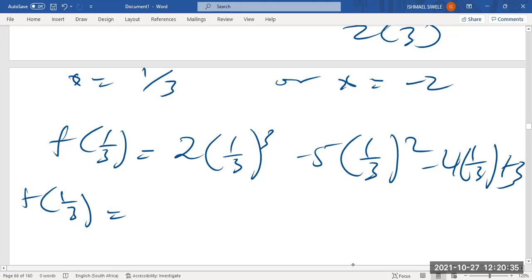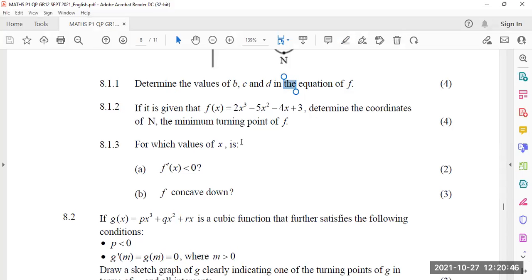I get 32 over 27. Solving that one, we've managed to work out 8.1.2. Now 8.1.3: for which values of x is f prime of x less than 0?